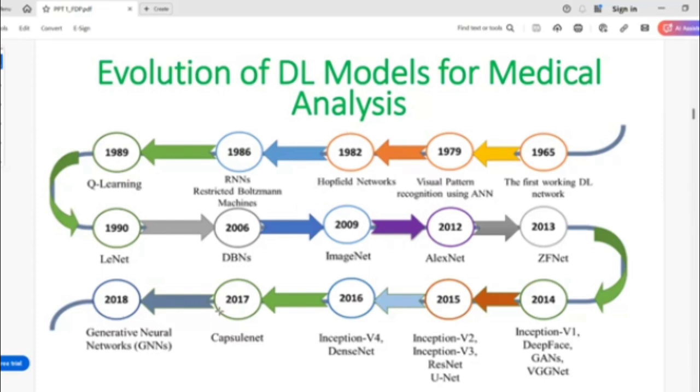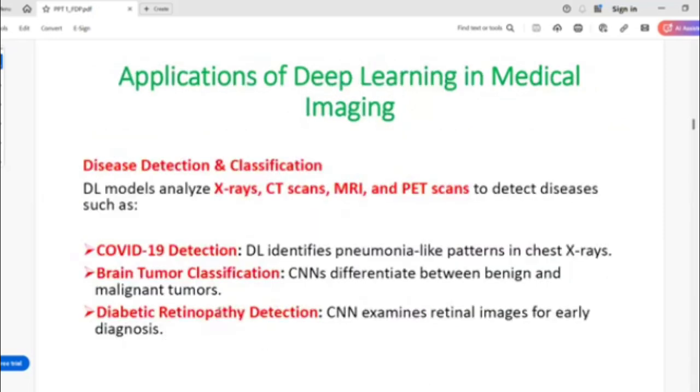So for improving the performance, though we have limited data, we have something like vision transformers, which are majorly applicable for lightweight data sets. This is about the evolution of deep learning methods for various medical analysis. So what are the major applications we'll see?